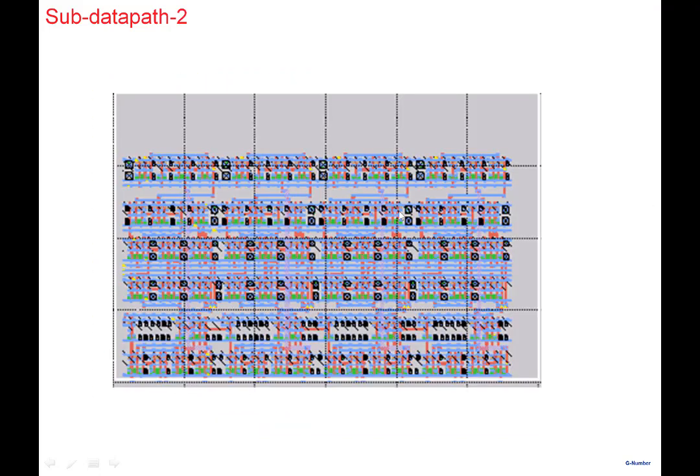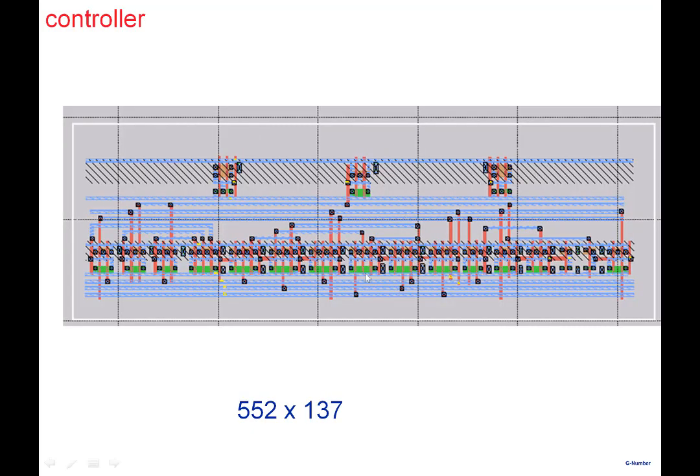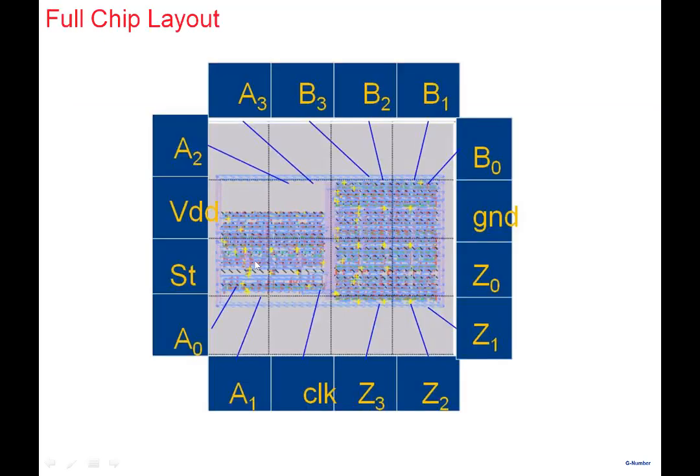This part looks like this here, sub-data path two. Now you assemble them all. This is the controller part here, I've not gone into the details. And then you assemble them again. So that's how your overall chip may look. You'll have to have interconnects going like this. For us, the area available is in fact much larger than what I really need. You can't help it, you have empty spaces there because your design is very simple.